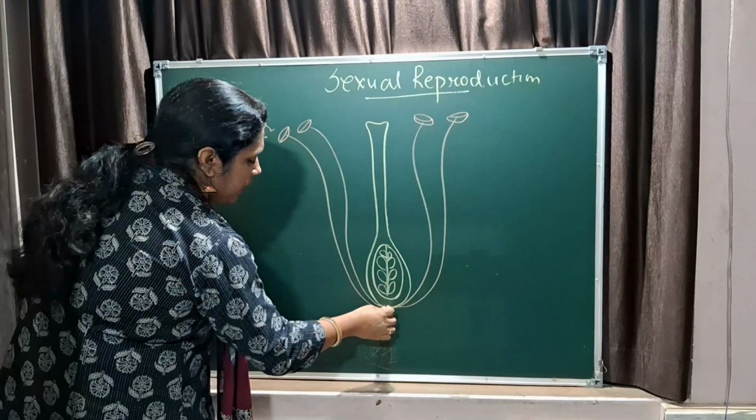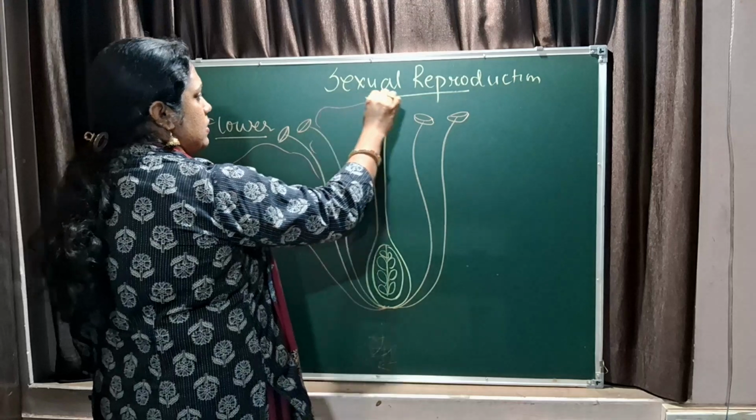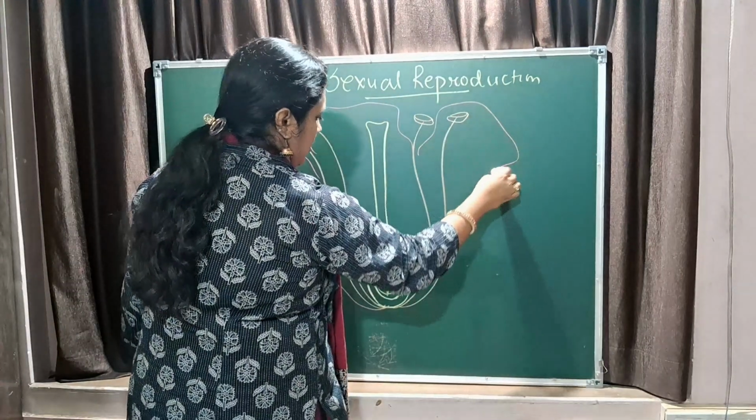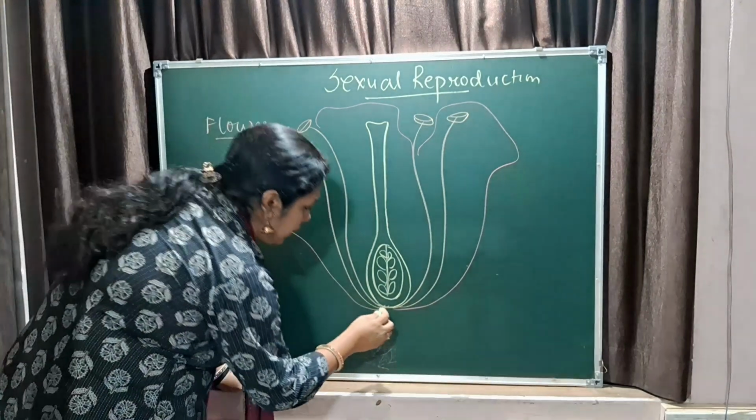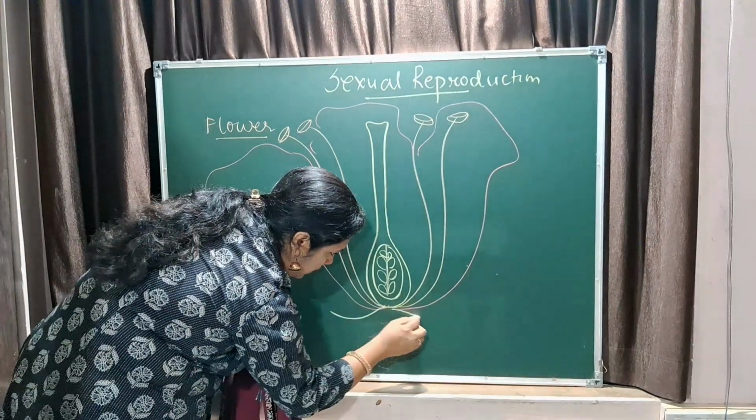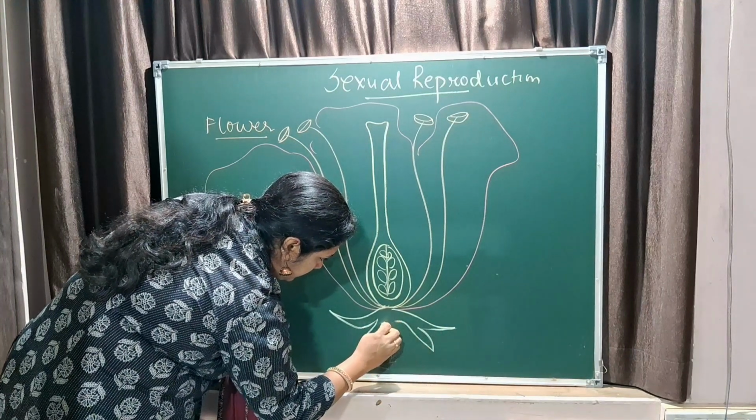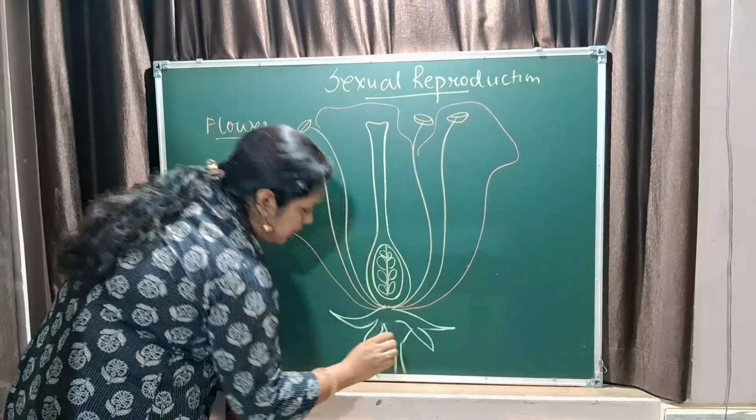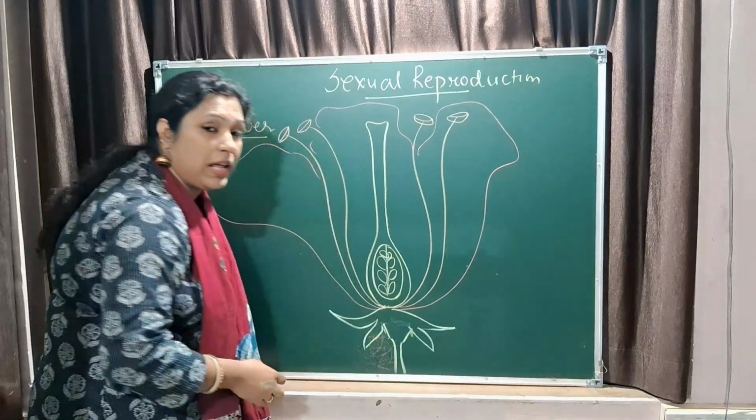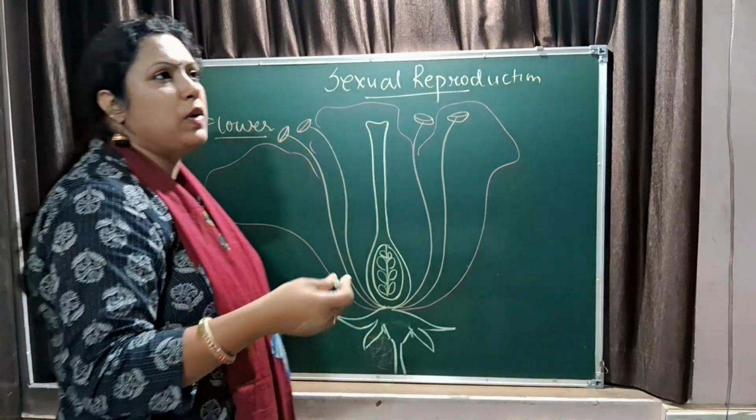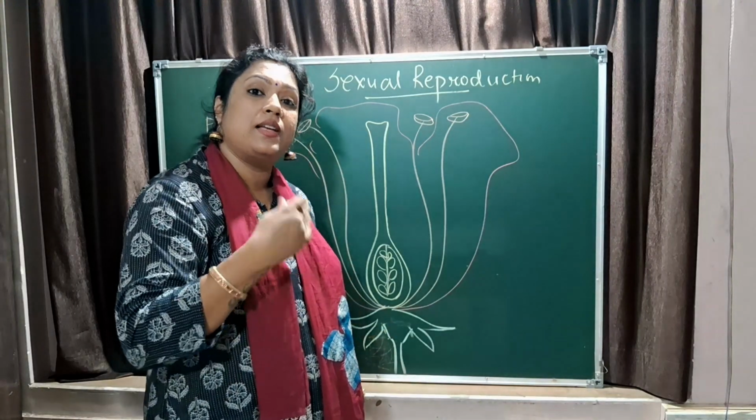This is followed by another outer whorl, the petals or the corolla, and the outermost whorl, the calyx. In certain flowers you also have a small structure called the epicalyx, and then you have bract, then bracteoles. This we all study in the 9th standard.